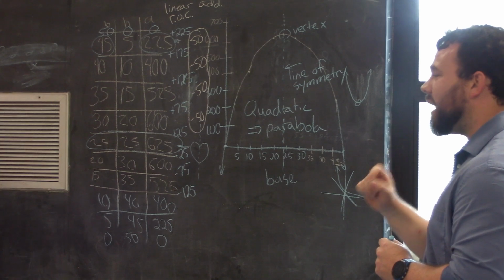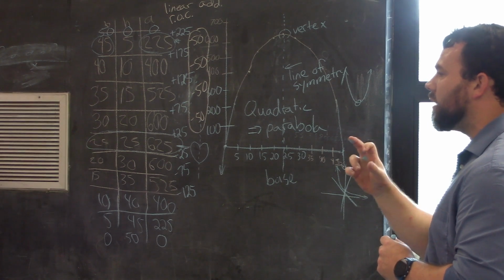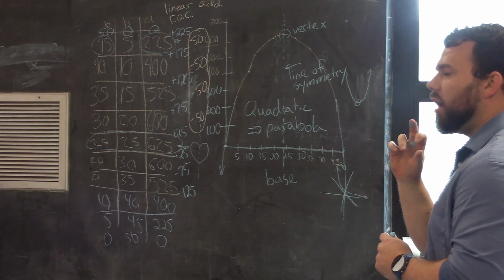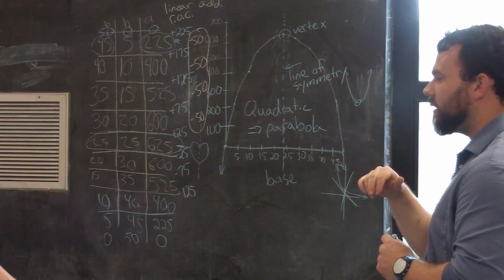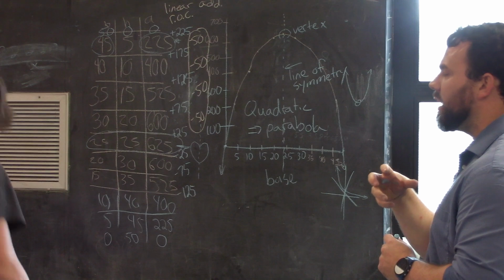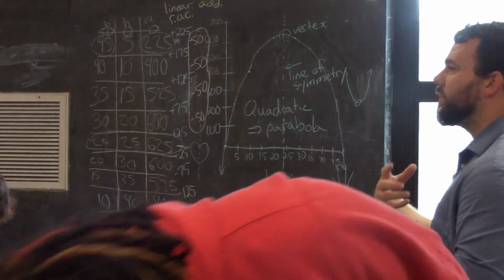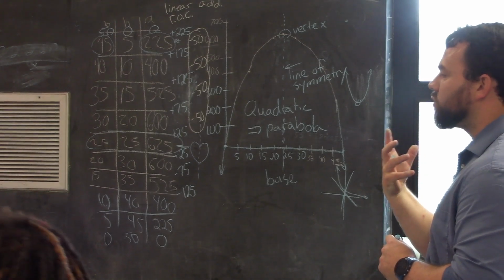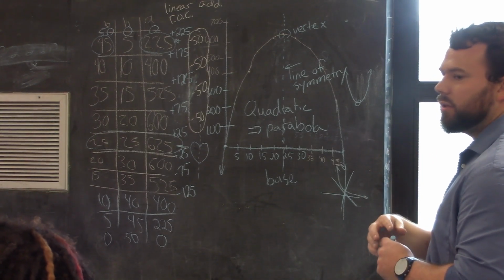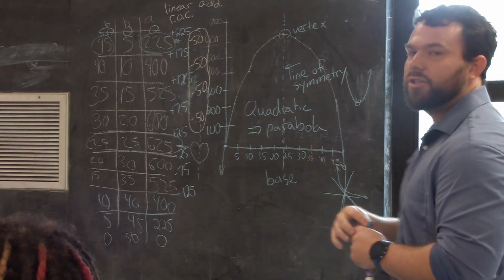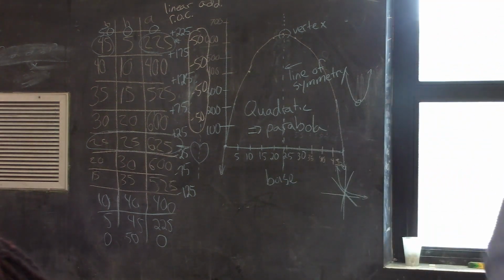I need you to go grab a seat. I need you to get out the Frayer model that talked about linear versus exponential versus quadratic functions. I had all three of them on there. I need you to make some notes to your future forgetful self about quadratics as graphs and quadratics as tables. So update your information.